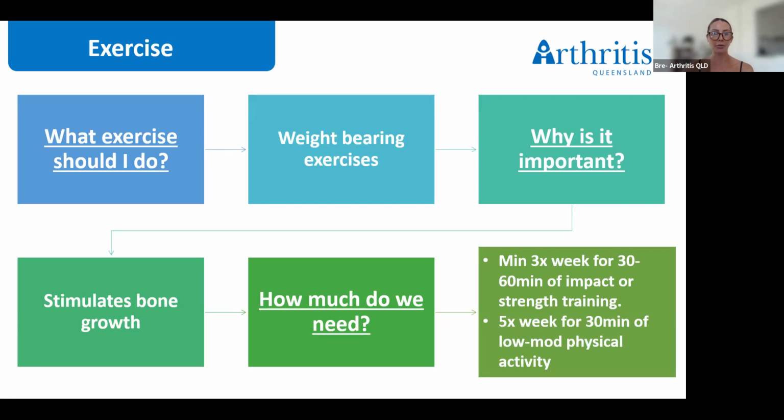So how much exercise is needed? Healthy Bones Australia recommends a minimum of 3 times a week, and that can range from 30 to 60 minutes of impact or strength training. And then also include at least 30 minutes, 5 times a week, of low to moderate physical activity, which can include walking and that sort of thing.